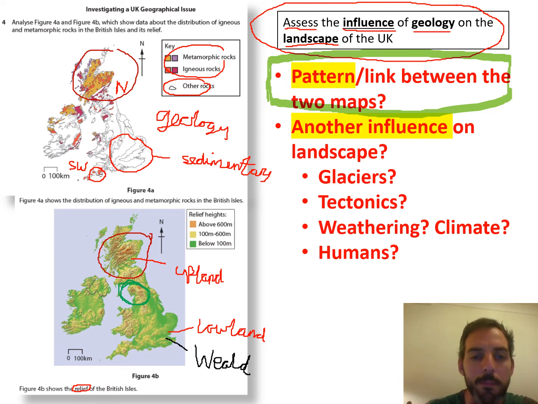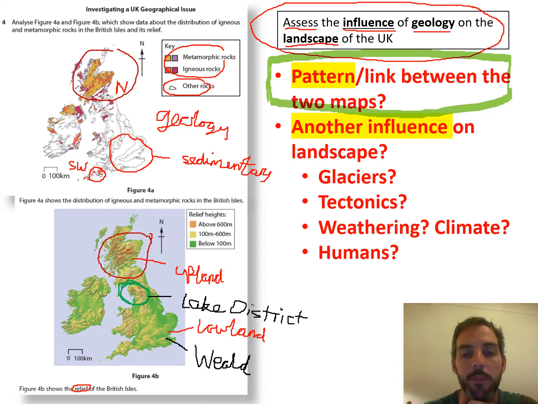If you need to go back to this page with these comments on it, fine, do so please. This resource with the maps is actually loaded up on Teams, so you can download it and print it and use it as you wish. Or you might want to take a screenshot from this video and then have it as a separate tab or a separate window.